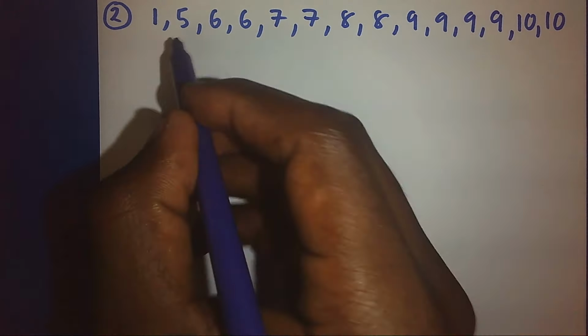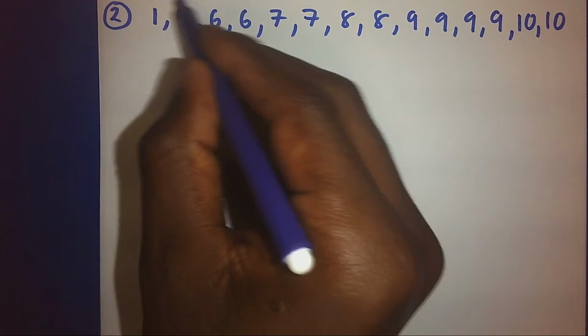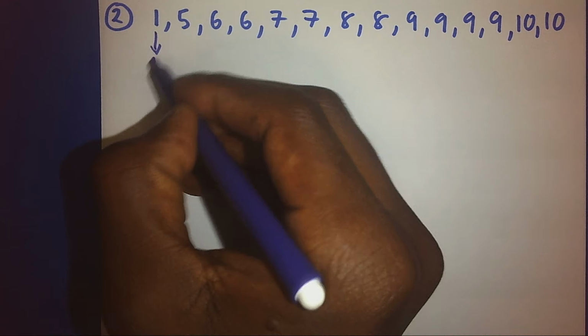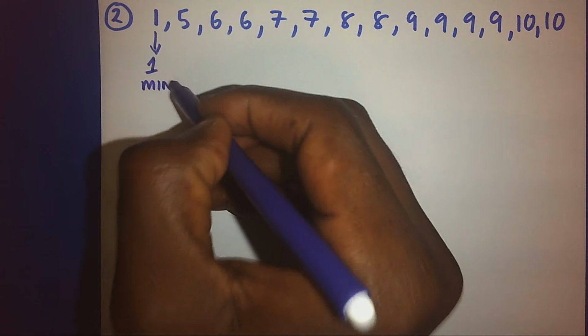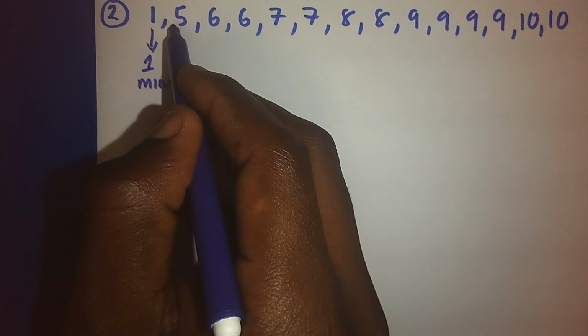But when you look at our smallest data here, 1, and you look at the next data, you will see there's a big gap without any value.